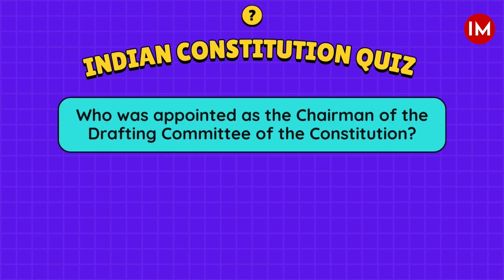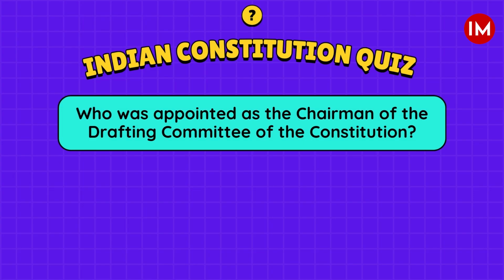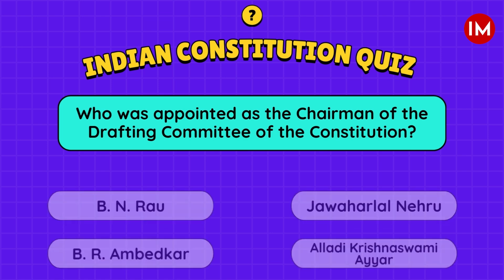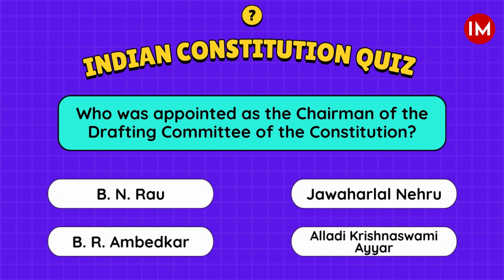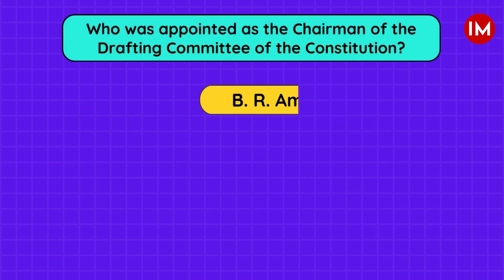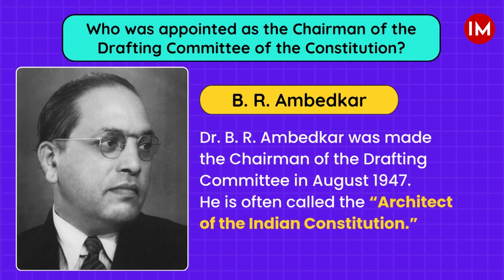Question 2. Who was appointed as the chairman of the drafting committee of the Constitution? A. B.N. Rao, B. Jawaharlal Nehru, C. B.R. Ambedkar, D. Alladi Krishnaswamy Iyer. The correct answer is C. B.R. Ambedkar. Dr. B.R. Ambedkar was made the chairman of the drafting committee in August 1947. He is often called the architect of the Indian Constitution.